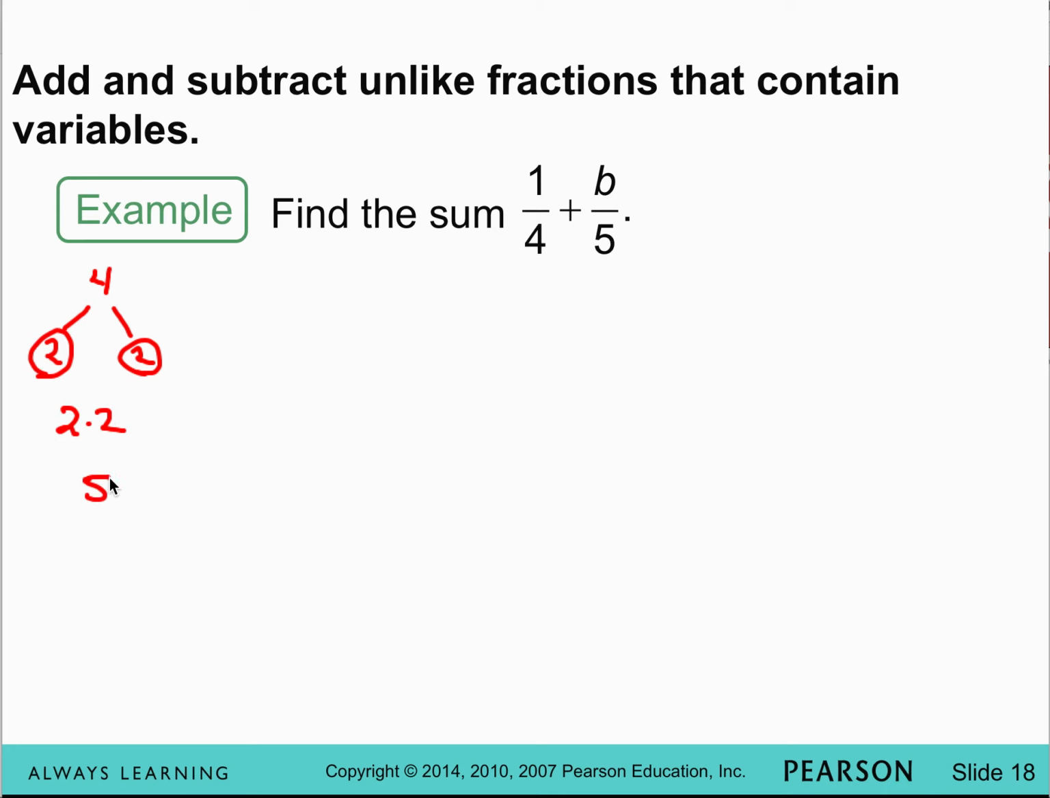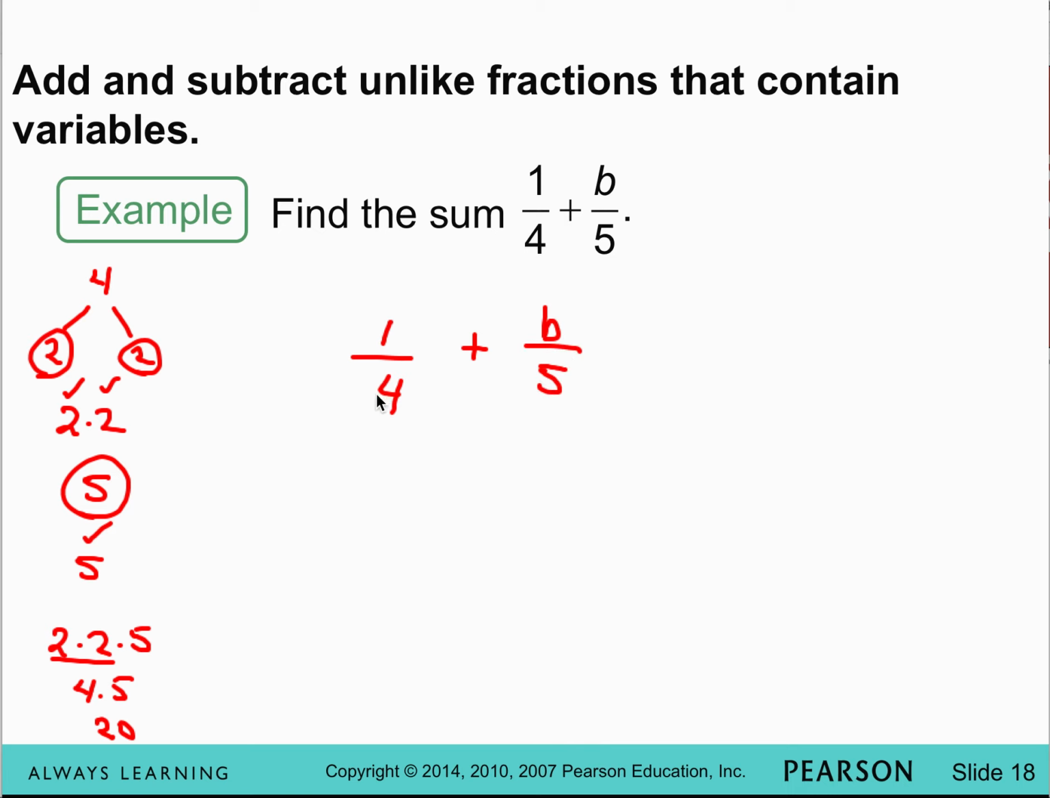All right, and 5 is already prime. So they don't have anything in common. I have to take everything, which gives me 4 times 5, or 20. Okay, so I have to make both of those have a denominator of 20.